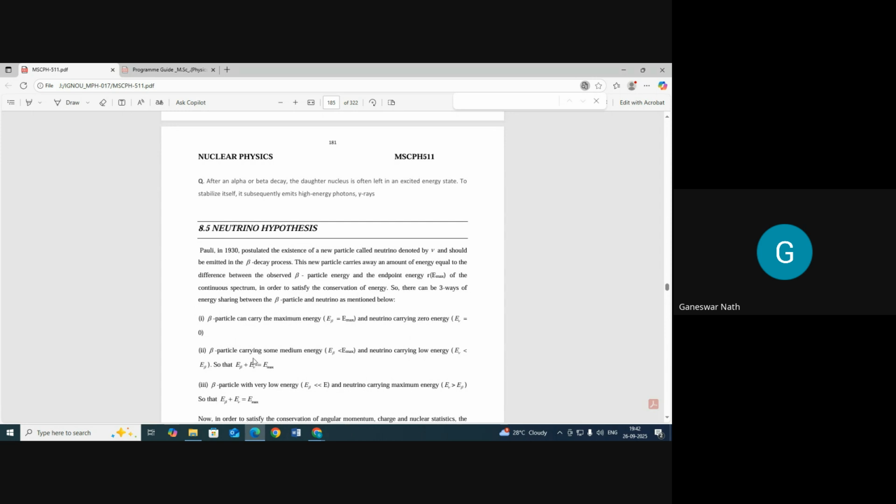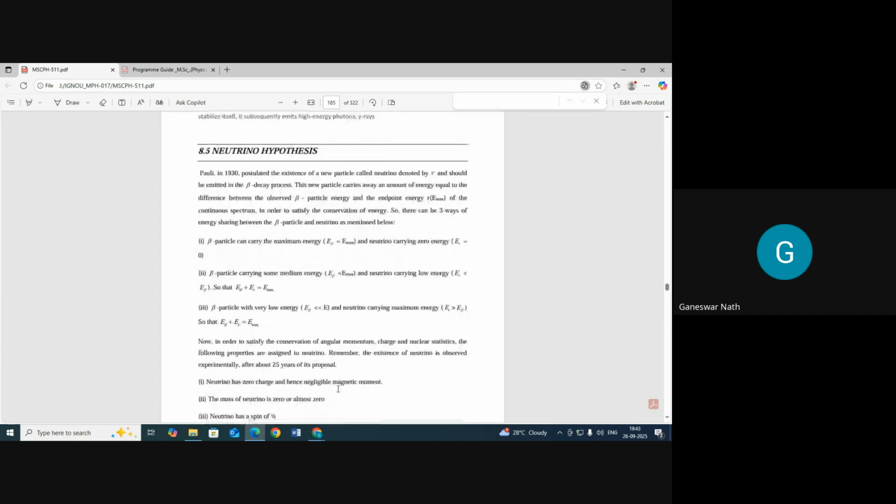Similarly, the beta particle can carry some medium energy, less than E max, and the neutrino carries the remaining energy, so that E beta plus E neutrino is the total or maximum energy. Or the beta particle has very low energy and the neutrino carries the maximum energy, so that E beta plus E neutrino equals E max. Now, in order to satisfy conservation of angular momentum, charge, and nuclear statistics, the following properties are assigned to the neutrino.